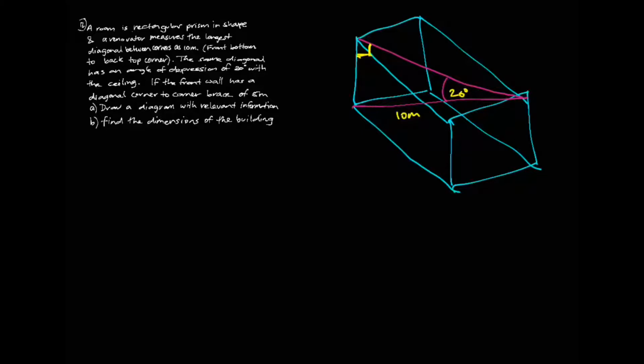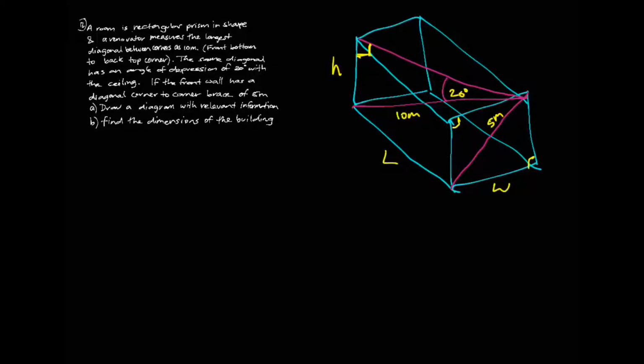Now it says if the front wall has a diagonal corner to corner brace of 5 meters, so this is what they're talking about there, and that's 5 meters long. Now these are both right angles. Draw a diagram with relevant information. So that gives us all the details we've been given. What don't we know? We don't know H, we don't know L, and we'll call this W.